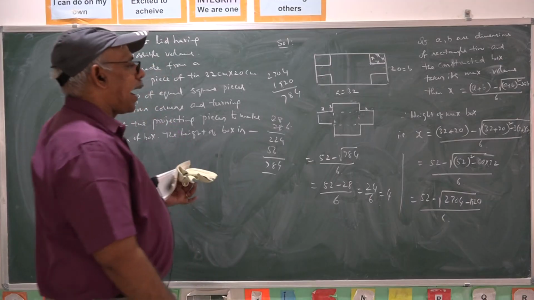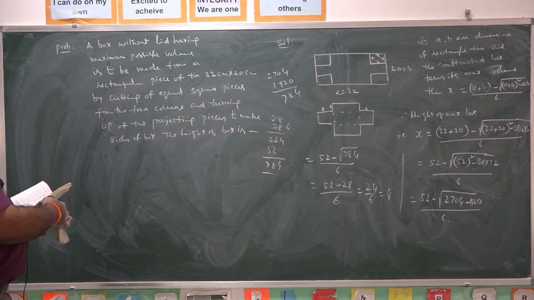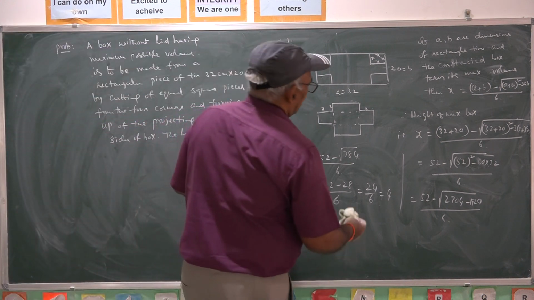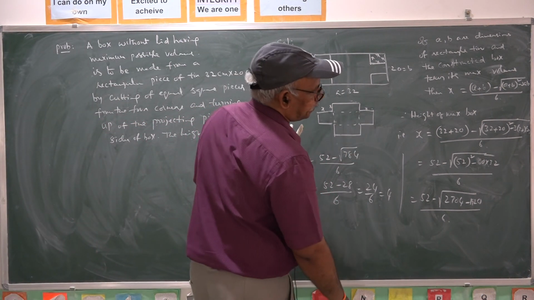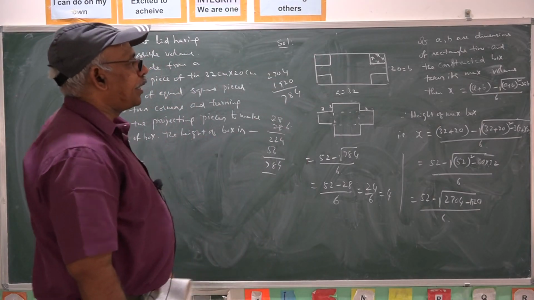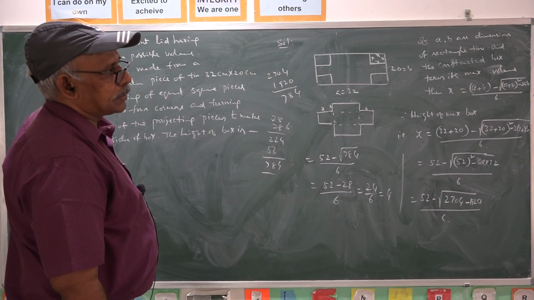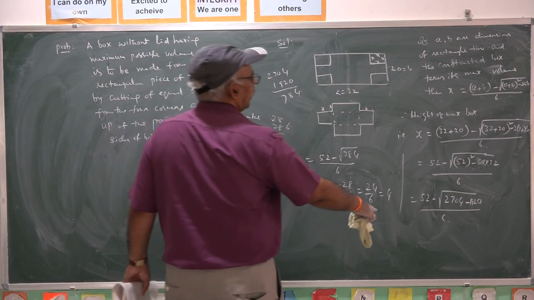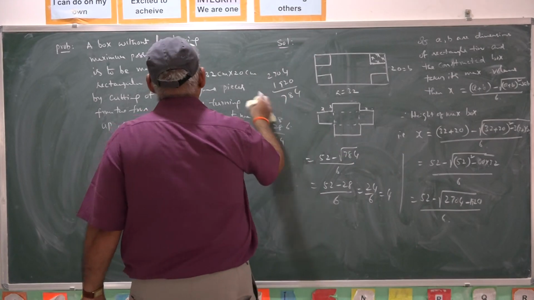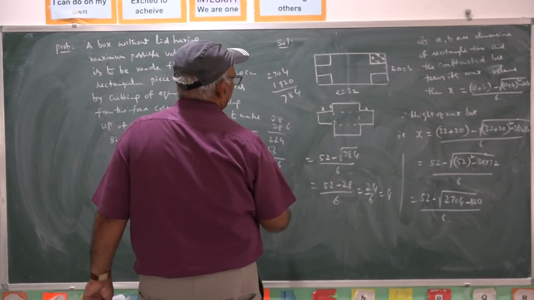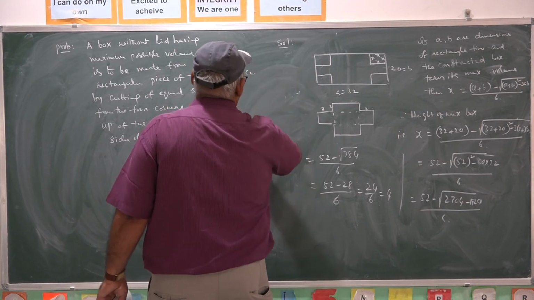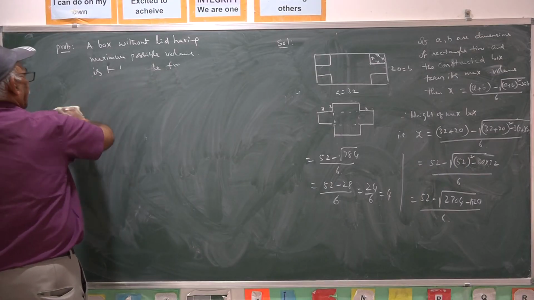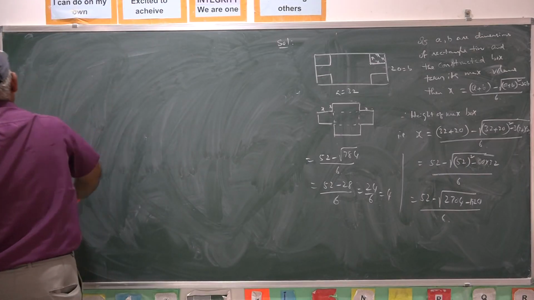The required height of the maximum box thus constructed by folding up the projections of the tin, once square pieces are removed from the corners, is 4 centimeters, because these two are in centimeters. The height is 4 centimeters.